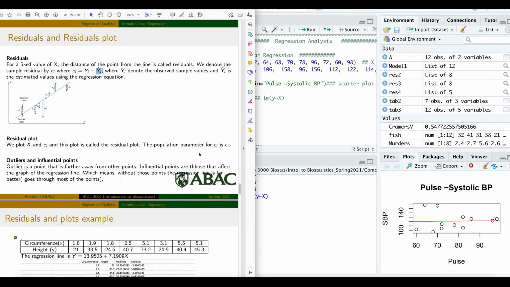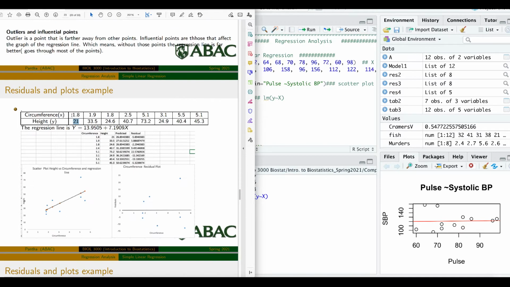This e sub i is the distance between the observed sample data and the value at the estimated line, right? But if it is in the population, we denote it by epsilon, epsilon sub i, okay? So, outliers and influential points. An outlier is a point that is farther away from other points. Influential points are those that affect the graph of the regression line, which means without those points, the regression line is far better, goes through most of those points.